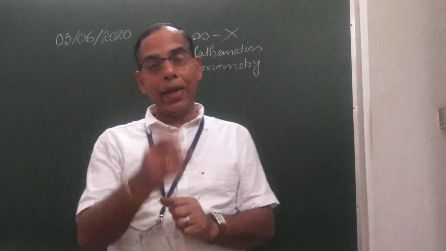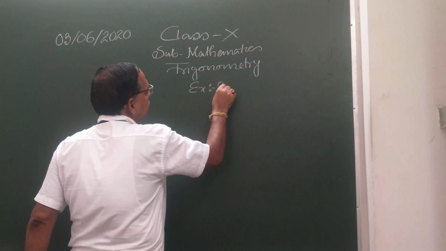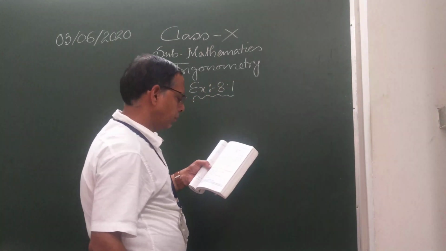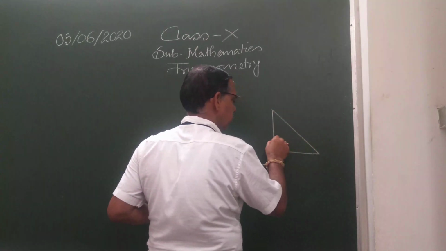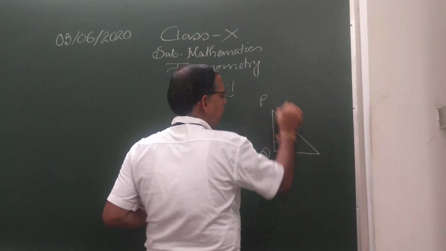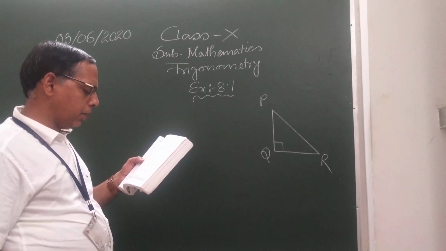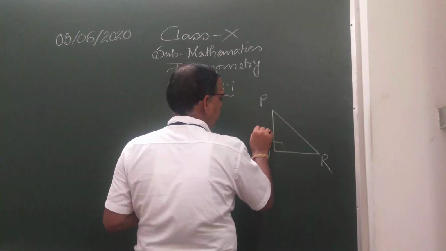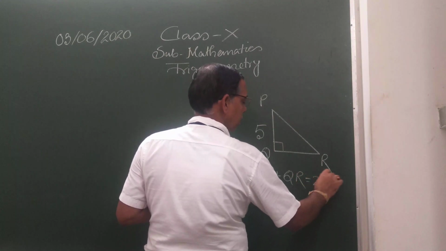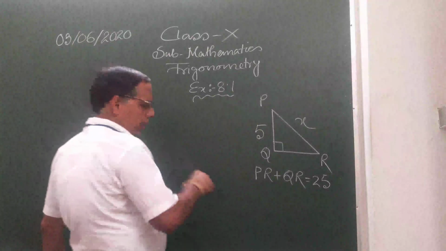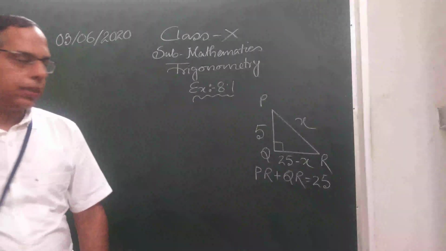Now let us start today's question number 10, whichever is left, in Exercise 8.1. Draw a right angle triangle PQR, right angled at Q. Now, PR plus QR equal to 25, PQ equal to 5. Suppose PR is X, then what will be QR? Then QR will be 25 minus X.